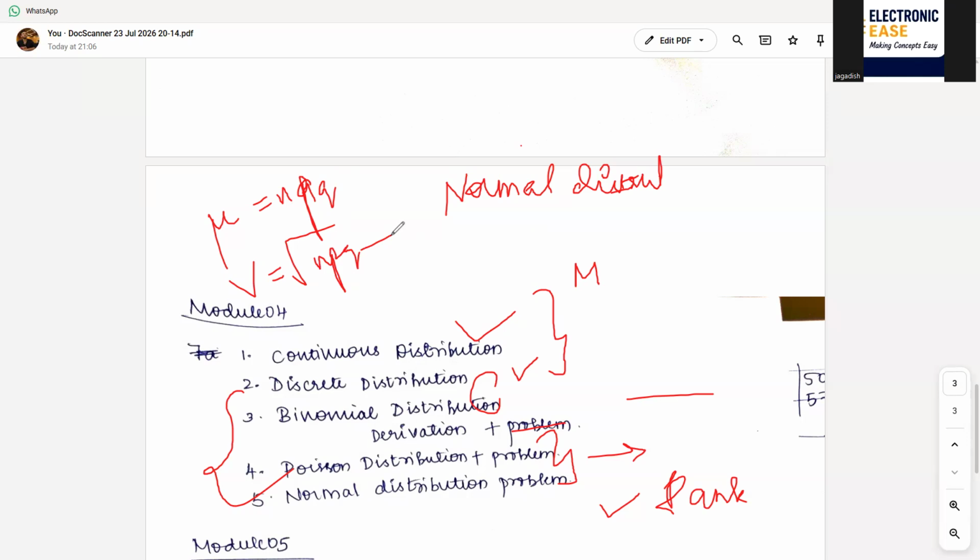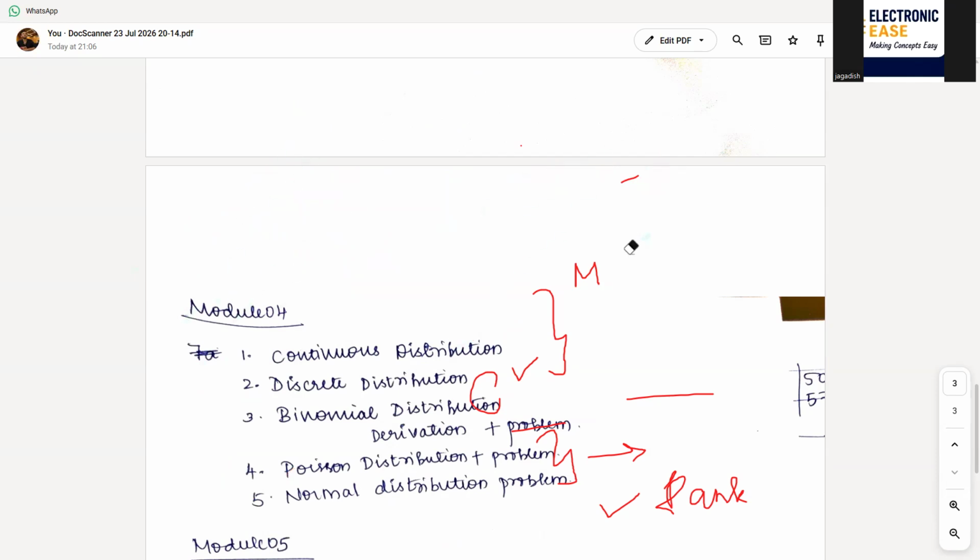How to identify whether it's a binomial distribution or a Poisson distribution, I already taught in the crash course. Whenever you have the values, use those values and you will be able to do it. Normal distribution problems to calculate will be important. The normal distribution chart is important, you ask the teachers, and definitely they need to provide it to you in the examination.